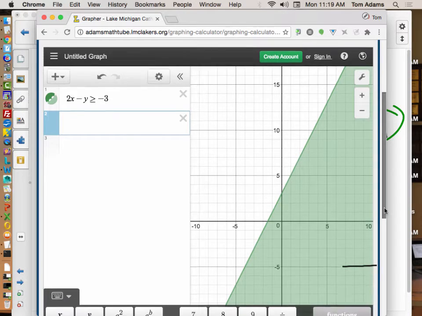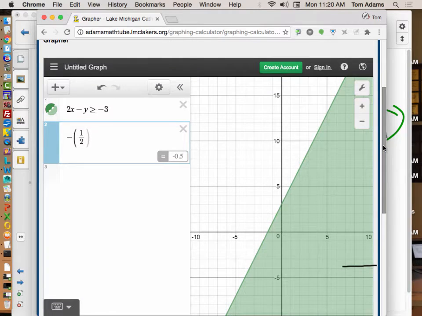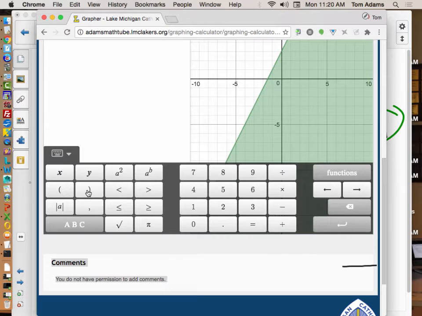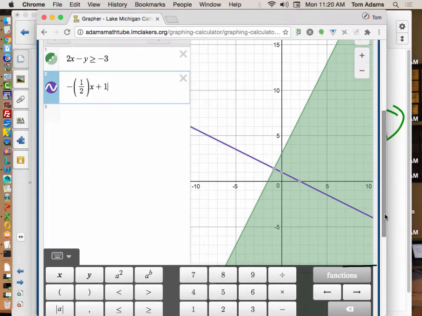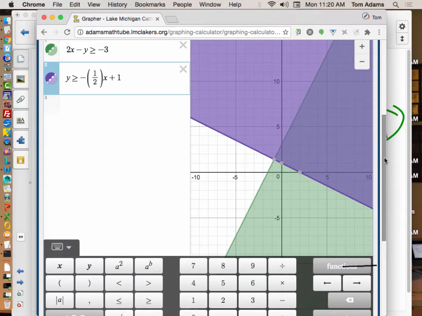And then the second inequality is just going to be negative 1/2. So I'm going to say minus, in parentheses, 1 divided by 2, close parentheses, times x plus 1. And hey, that looks just like mine. But I gotta make it your inequality. Oh, I gotta graph it. I forgot the y stuff. So I'm going to say y is greater than or equal to those. So now, guess what? Where the two overlap is just like what I've drawn on my board. Does that make sense? Okay.